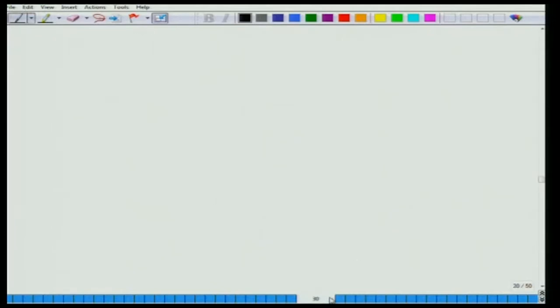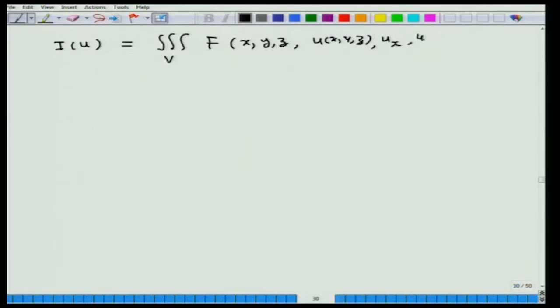Now, going to higher order functionals. Now, let us consider three independent variables. So, I of u, now u is a function of x, y, z. So, we have now let us say the triple integral over a certain volume V of f of x, y, z. Now, these are free independent variables, and u is a function of x, y, z, and then you have u_x, all these are functions of x, y, z.